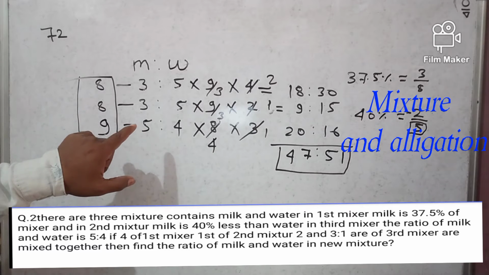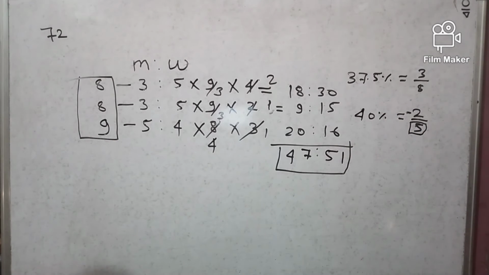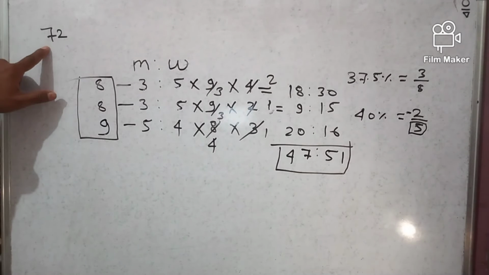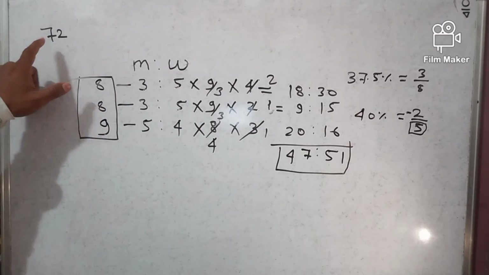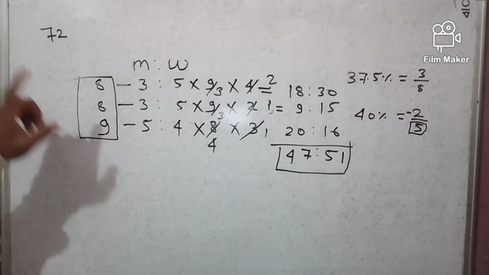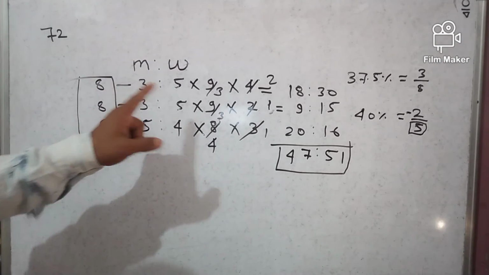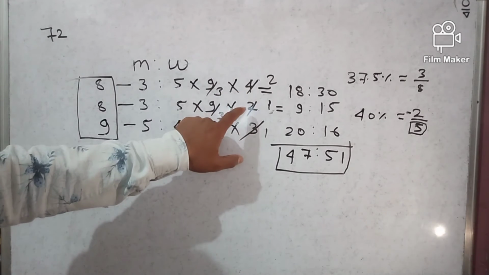In the third container, the milk and water ratio is given as 5 is to 4. So 3 plus 5 is 8 part in the first container, 3 plus 5 is 8 part in the second container, and 5 plus 4 is 9 in the third container. These are not the same, so take LCM. LCM will be 72. 8 goes 9 times, so multiply with 9. 9 goes 8 times, so multiply with 8. Now mix in the first container 4, in the second container 2 and third container 3.